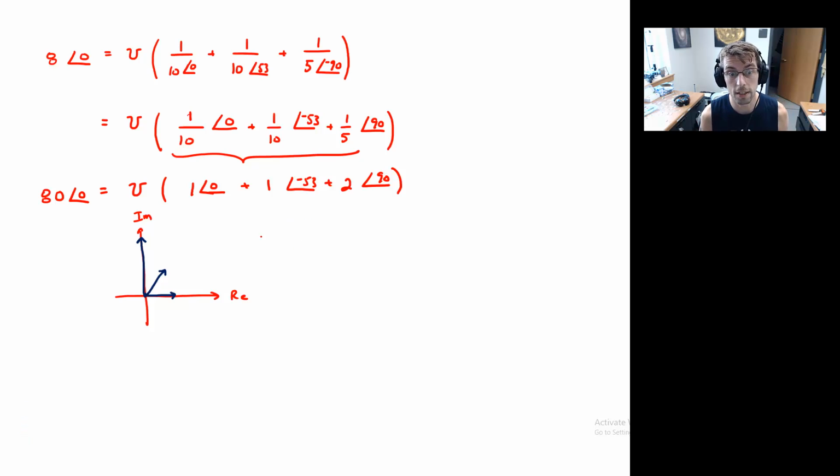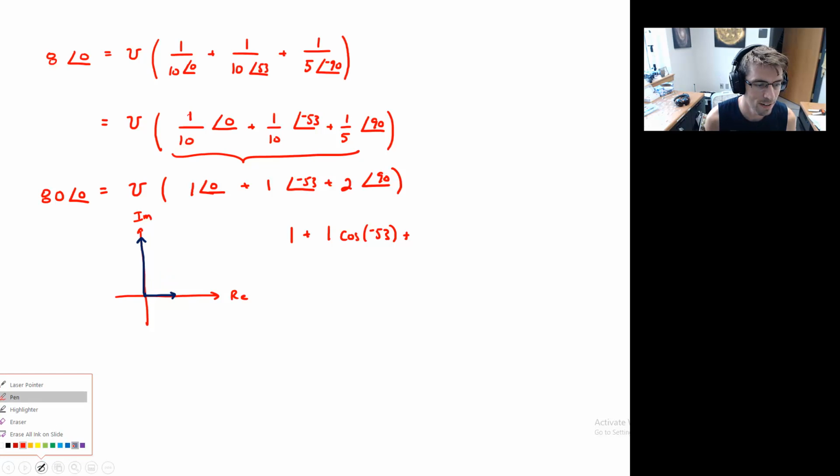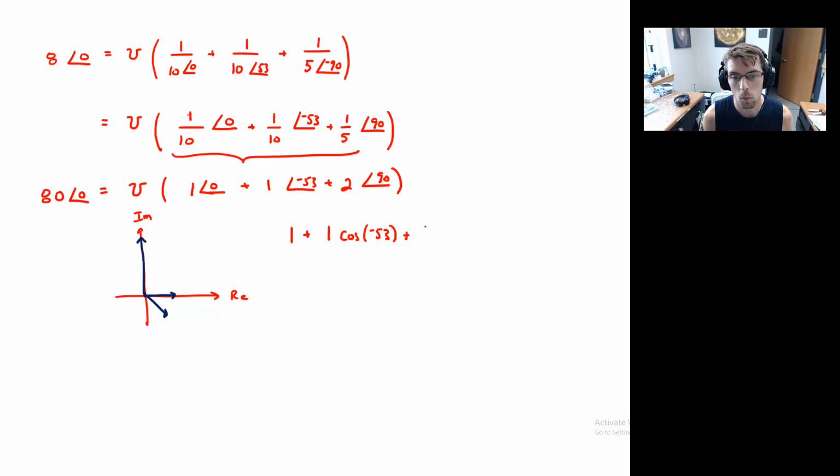Well, let's get the resulting value. This would be 1 plus 1 cosine of negative 53, plus, oh, you should yell at me, negative 53. I wrote that in the wrong direction. You caught it already. It should be down here. There we go, that's better. Plus 1j sine of negative 53, plus 2j, right? 90 degrees is straight up.